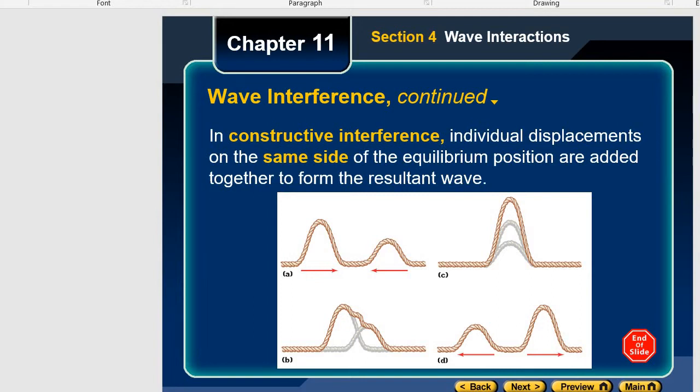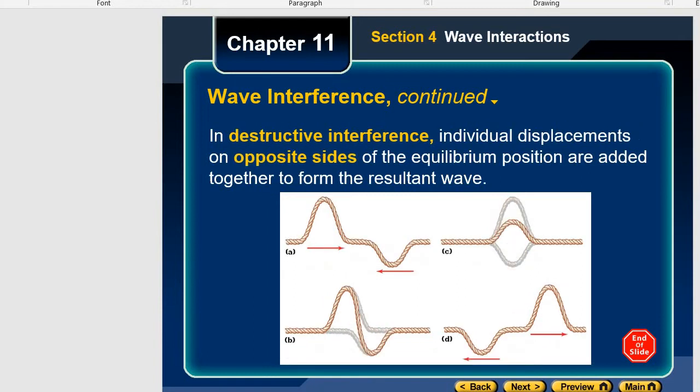In a constructive interference, individual displacements on the same side of the equilibrium position are added together to form the resultant wave. As you see here, we have a crest and another crest. These two crests are going to overlap each other and produce another crest which its amplitude is higher than the two crests. Here is the interference between the two crests, and here after passing through each other.